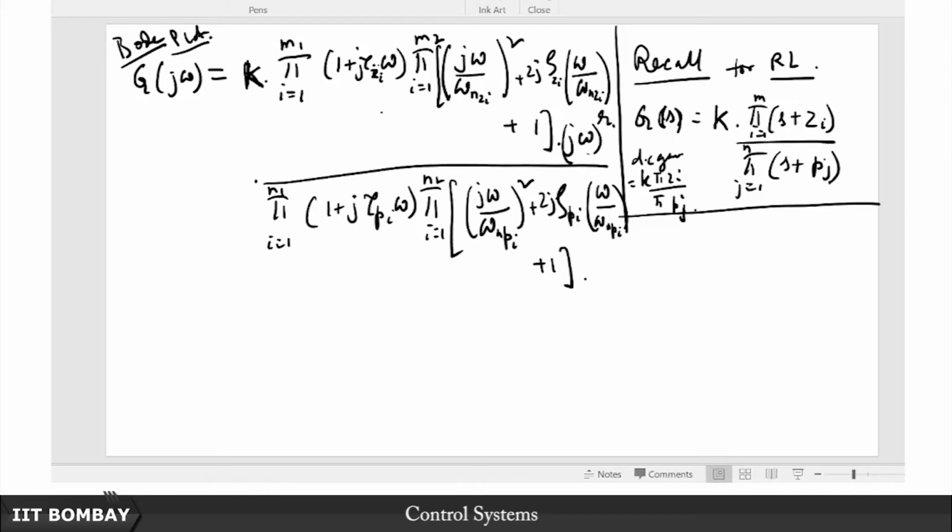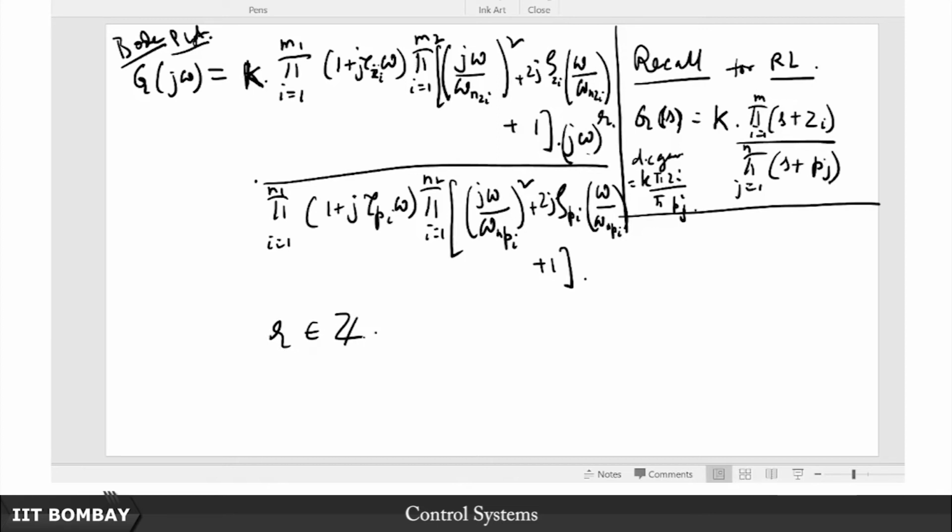So the first thing that we do is, when we are dealing with root locus, we set it up in this fashion, but when we are dealing with Bode plots, this is how we prefer to set up our transfer function, and pull out this k as a DC gain.